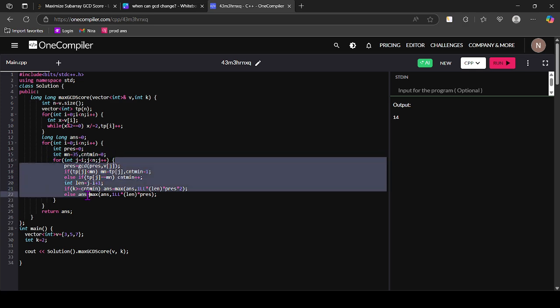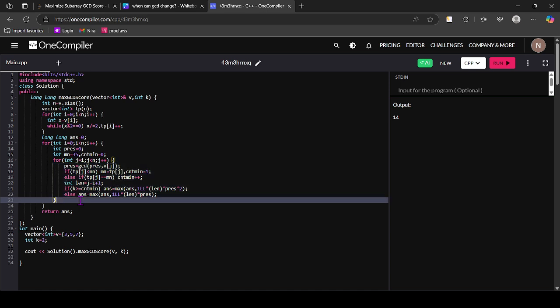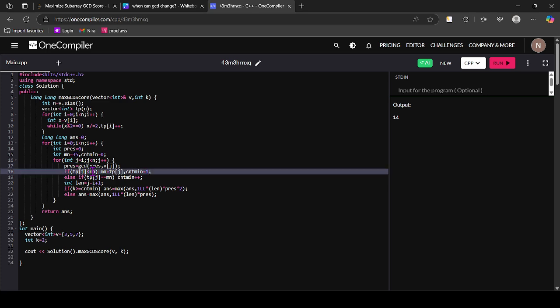And we are starting for i to j, where j is the end point of the subarray starting at i. So we are updating present, and if the 2 power of j is less than minimum, we found a new minimum, because the minimum is the minimum till now, and we found TP of j less than the minimum till now. So the new minimum is updated, it will be TP of j. As this is updated, the new minimum occurs only once, which is the present value. So count minimum is equal to 1.